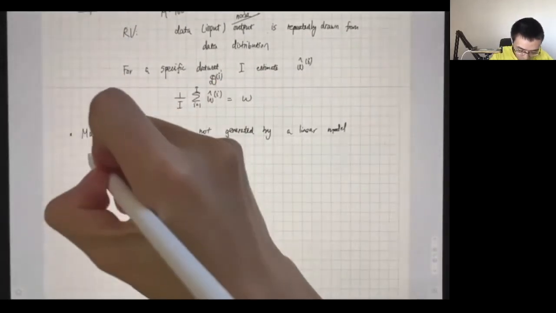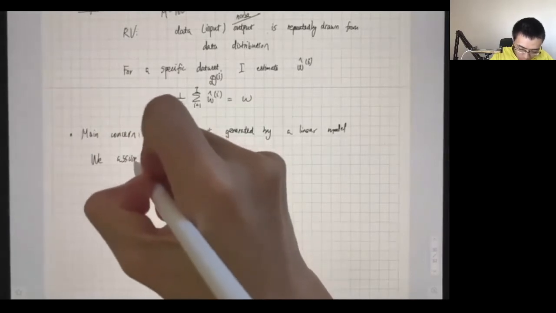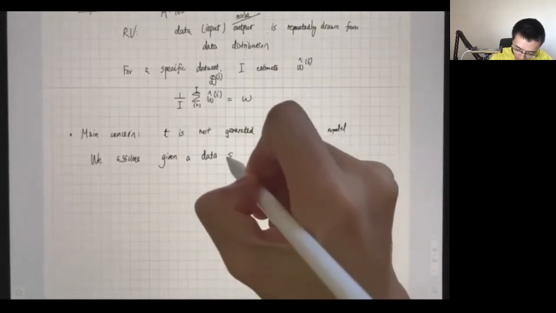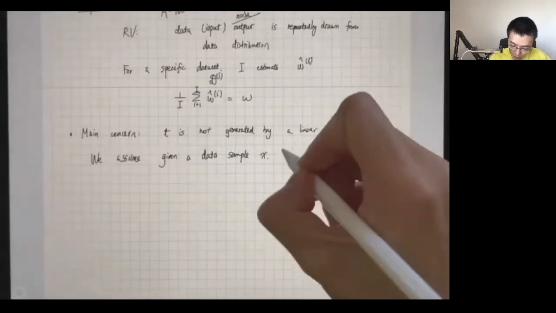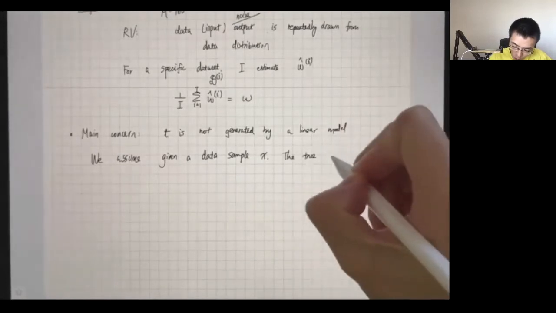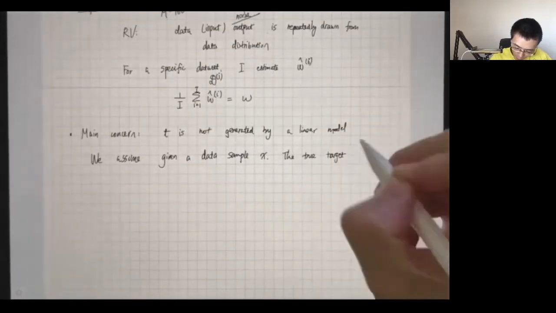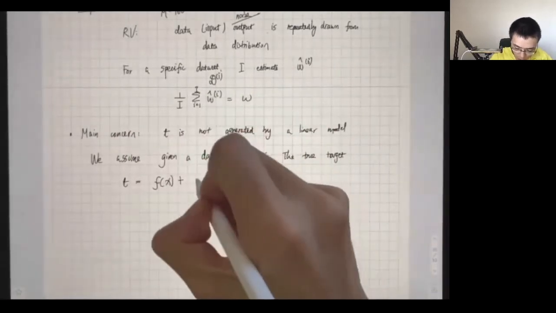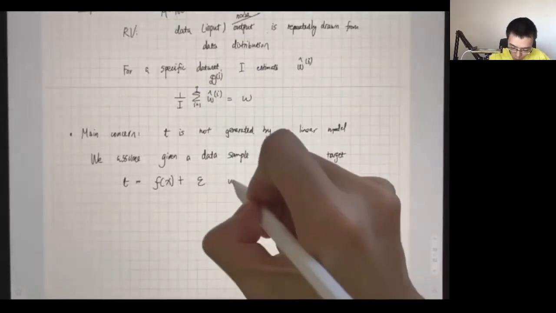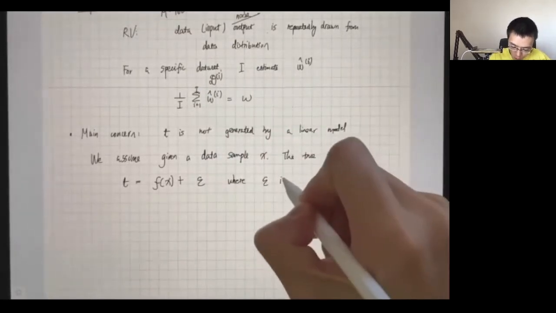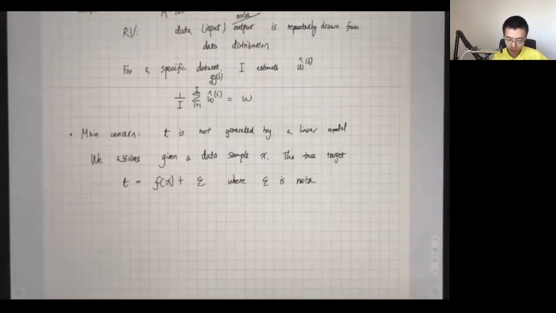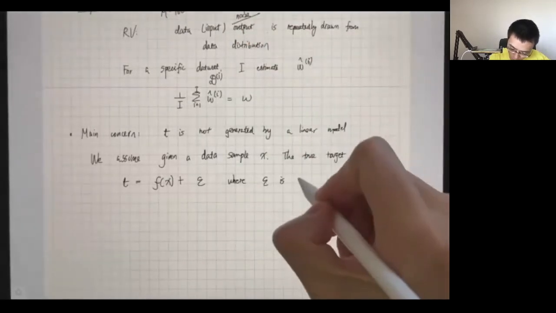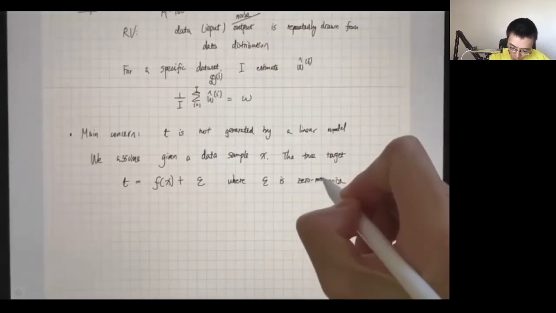So why don't we assume, given a data sample X, the true target T is a function of X plus some noise epsilon, where epsilon is zero-centered noise, zero mean noise.